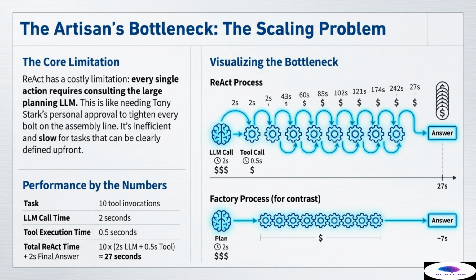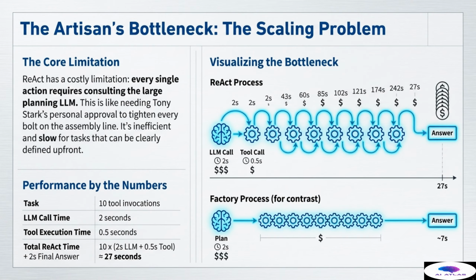While ReAct is excellent for handling uncertainty, it quickly hits the artisan's bottleneck, which translates directly into a serious scaling problem in production. The core limitation of ReAct is that every single action, every single turn of the loop, requires consulting the large, highly capable, and expensive planning LLM. This is analogous to needing Tony Stark's personal, costly cognitive approval just to tighten every single bolt on an assembly line. It is grossly inefficient and slow for tasks where the necessary steps could have been clearly defined upfront.